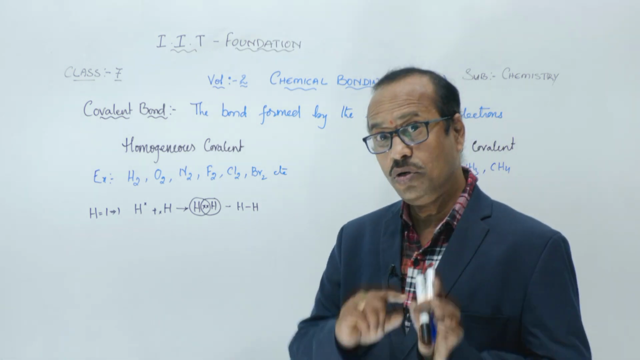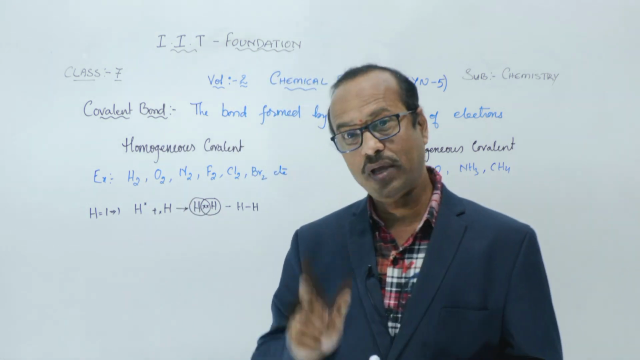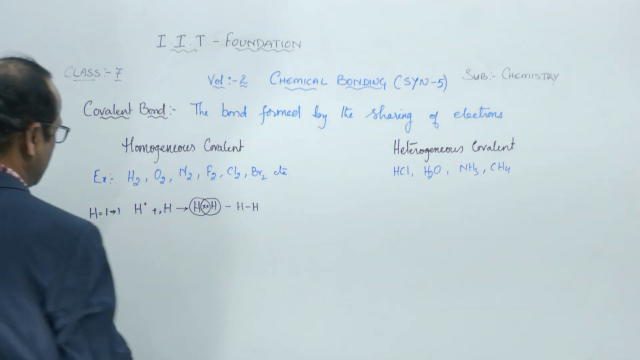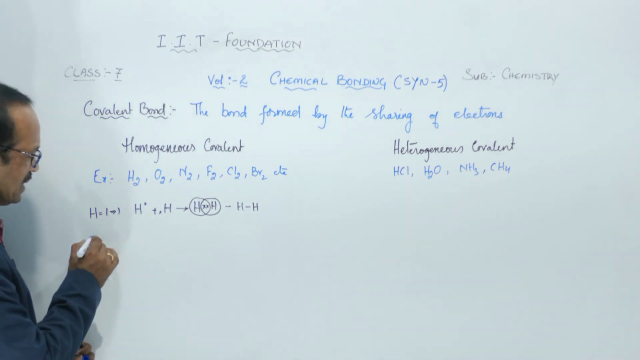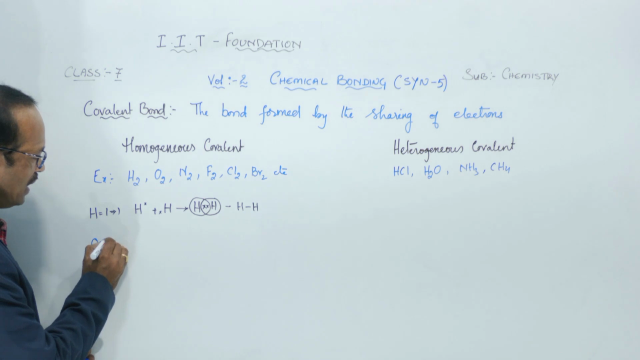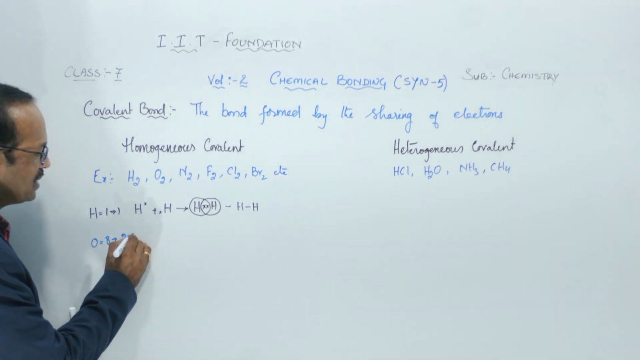Now understood? Otherwise I'll explain one more example. Now one more example, I will take oxygen. See students here, for oxygen, oxygen atomic number is 8. Electronic configuration, how can you write? 2, 6.